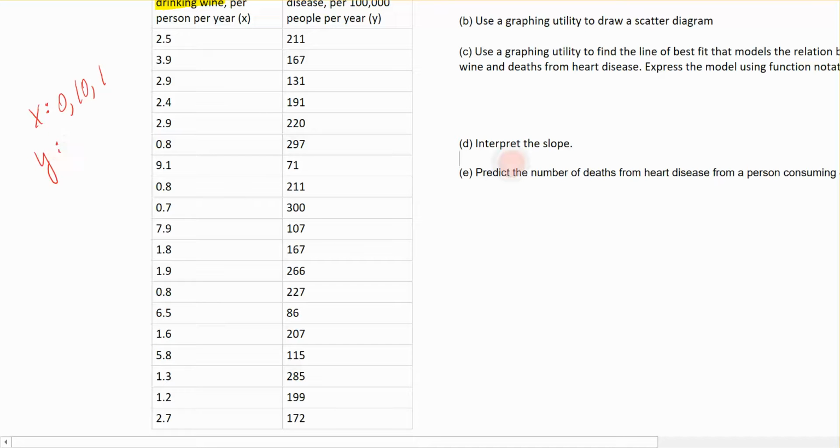Now for my y values, these are the values that you see on the y-axis, right? So I need to be able to go from the smallest value, which is 71, and I'm going to just let that be 0. The largest value that I see over here is 300. I'm going to go just a little past that, so let's go to 325, and I'm going to scale this by 25s because I don't want to see 325 tick marks. So that's the scale I'm going to use on my graphing calculator.